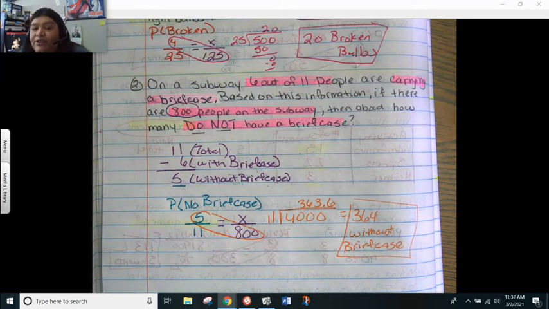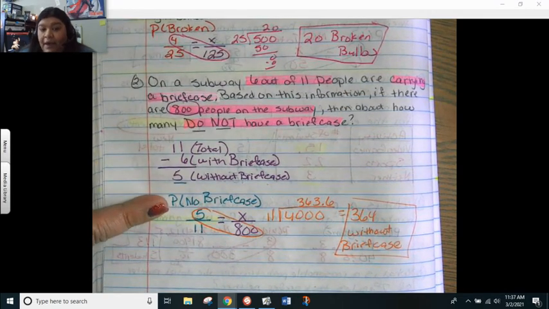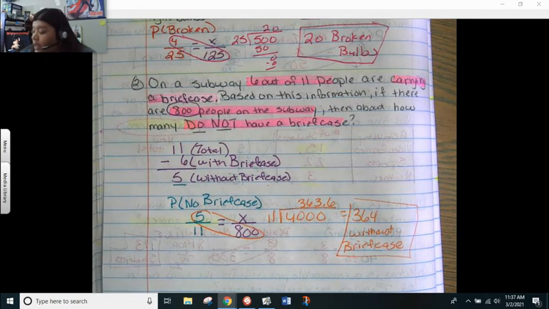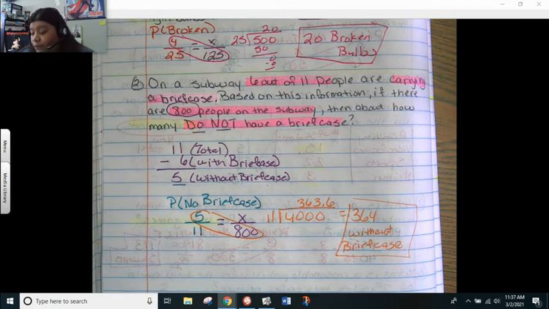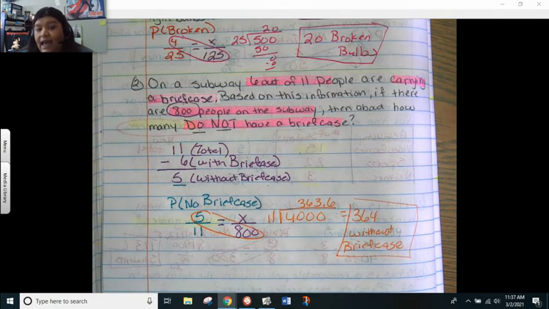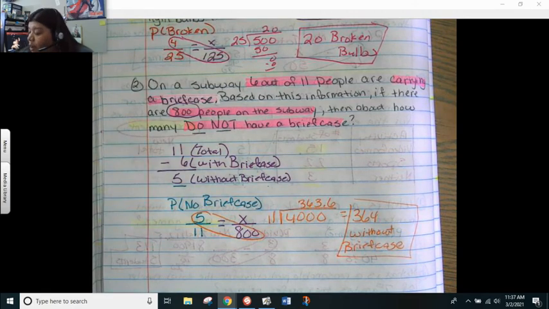If you got 436, that means you predicted the amount of passengers that would have a briefcase. But I want the ones that do not have a briefcase. So once you had the 436, you could have just subtracted that from 800 and you would get 364. So probability is okay, but you have to be sure you read the directions because they are kind of tricky sometimes because of those knots, right?